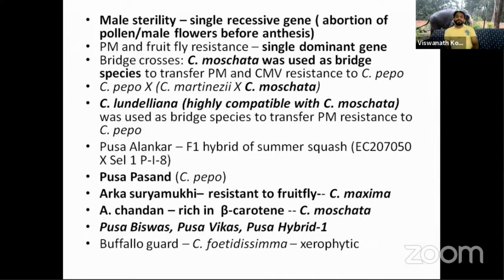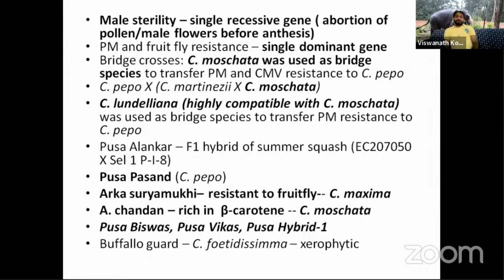Cucurbita moschata was used as a bridge species to transfer powdery mildew and CMV resistance to Cucurbita pepo. So Cucurbita pepo and Cucurbita martinezii are not cross compatible, but we have to transfer the resistance from Cucurbita martinezii to Cucurbita pepo. How do we cross? Both can be crossed with Cucurbita moschata. So we cross Cucurbita martinezii with Cucurbita moschata first, and the resultant F1 you cross with Cucurbita pepo. Here Cucurbita moschata is the bridge species. So this is the bridge cross. Likewise, Cucurbita moschata can also be used with Cucurbita okeechobeensis.